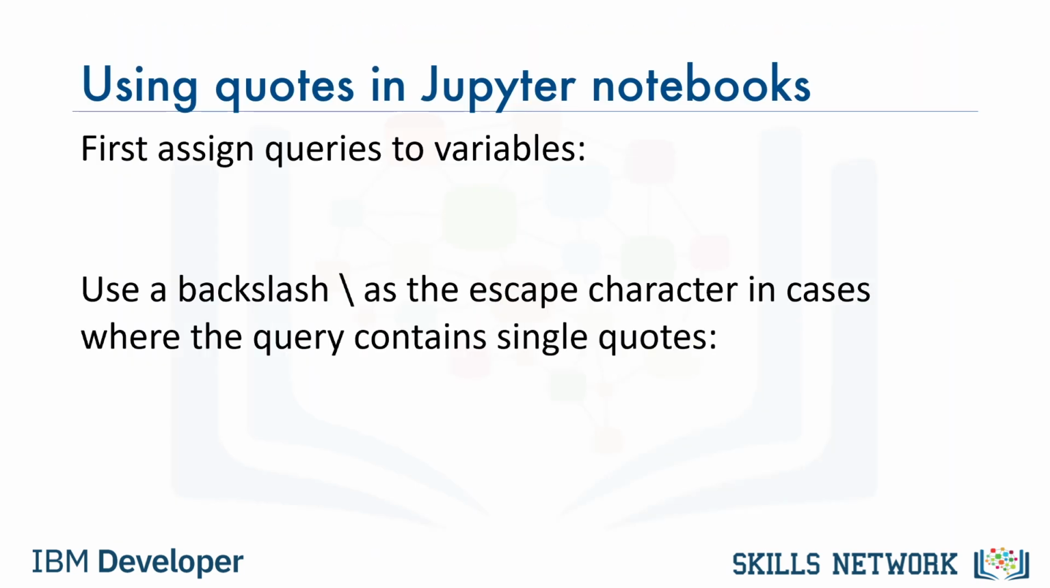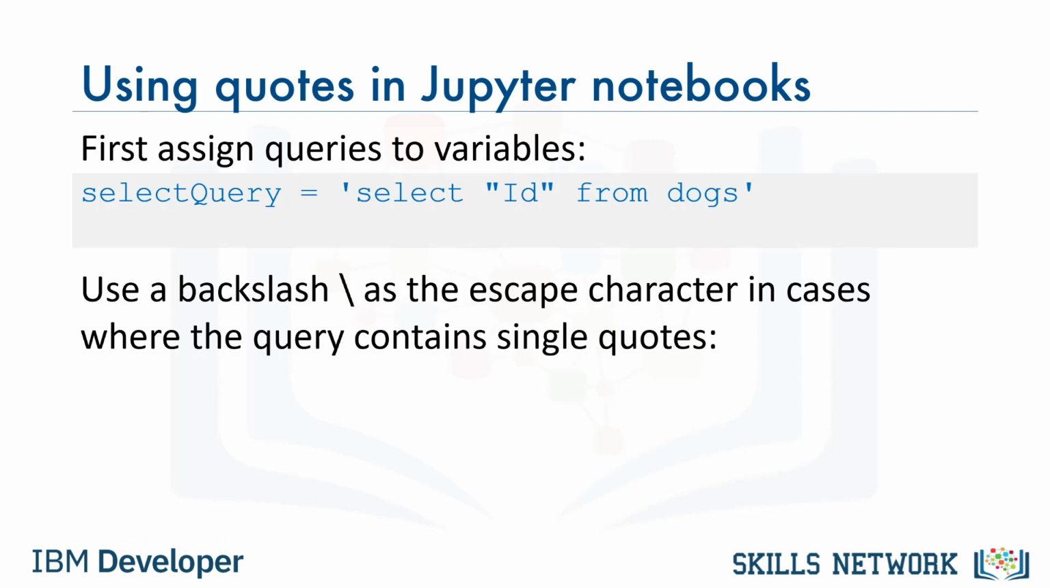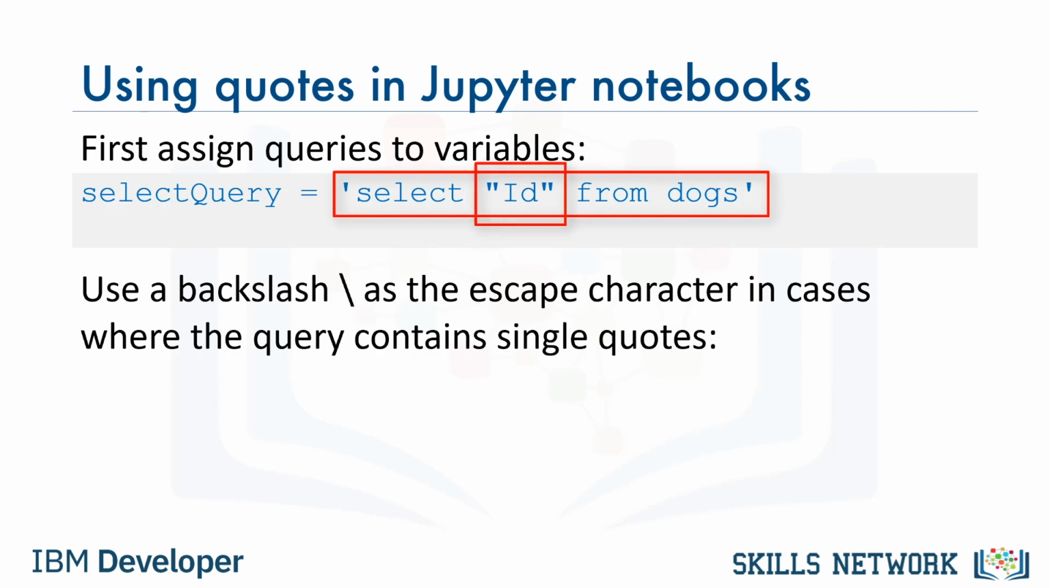When using quotes in Jupyter Notebooks, you may be issuing queries in a notebook by first assigning them to Python variables. In such cases, if your query contains double quotes, for example, to specify a mixed case column name, you could differentiate the quotes by using single quotes for the Python variable to enclose the SQL query and double quotes for the column names. For example, select query equals open single quote select ID in double quotes from dogs close single quote.